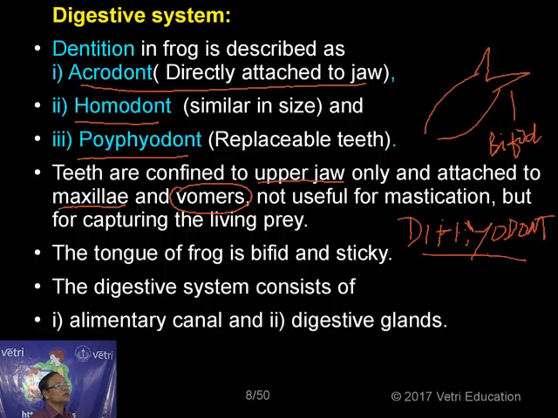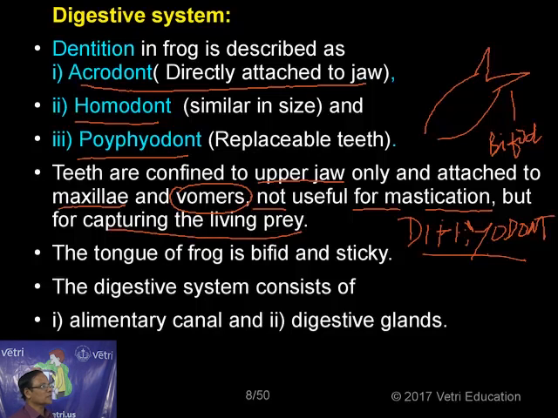But these teeth are not useful for mastication, but they are used for capture. Once the insect is captured, these teeth are used to prevent its escape. The mouth is kept closed, and the teeth act as a barrier, preventing the exit of the captured insect. So that is the main function. They are not used for grinding, but for preventing the escape of the insect from the mouth cavity after it is caught. So they are used for capturing the living prey.